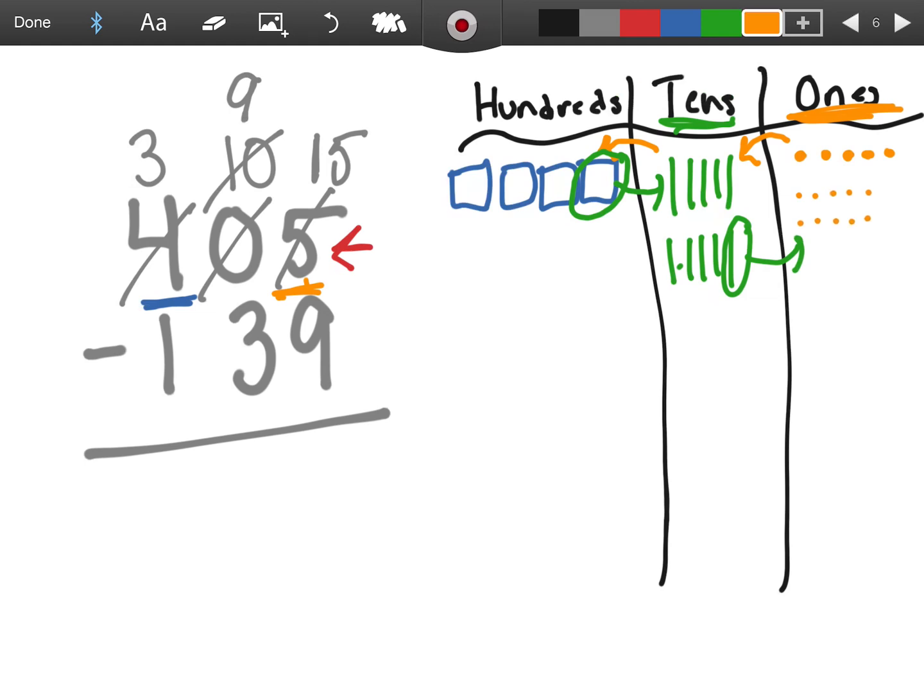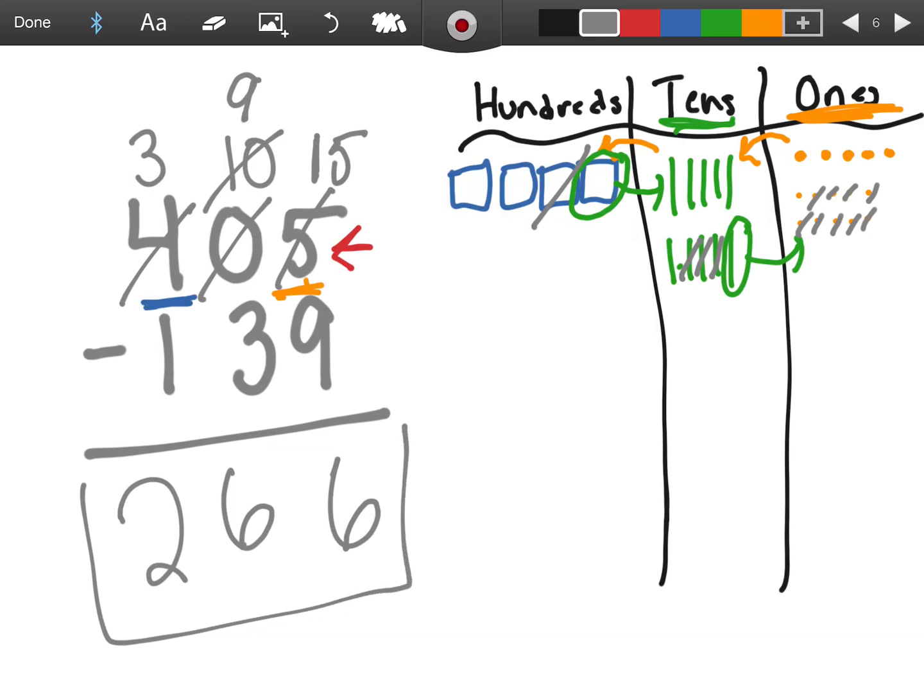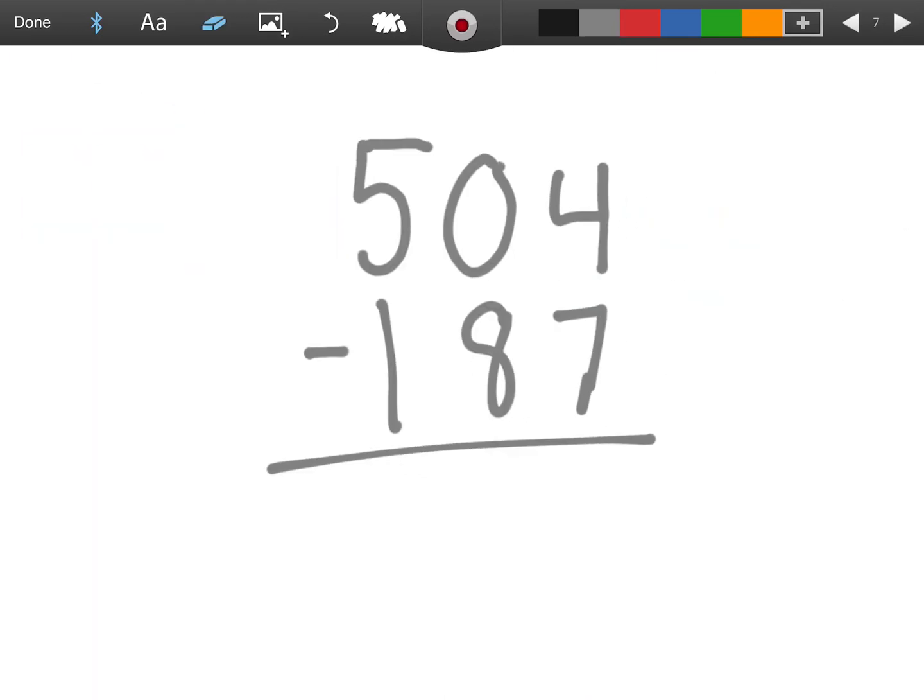And then we're going to take away 9. Let's cross out 9. 1, 2, 3, 4, 5, 6, 7, 8, 9. Leaving us with 6. Then we have 9 tens, and we're going to take away 3. 1, 2, 3. That leaves us with 6. And we had 300s, and we take away 1, and we have 2, making the difference 266.